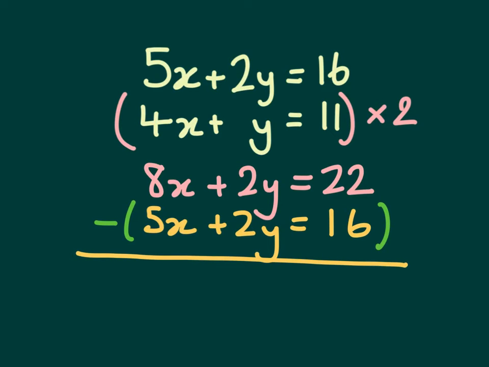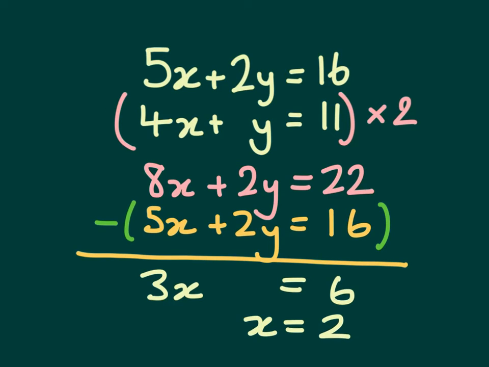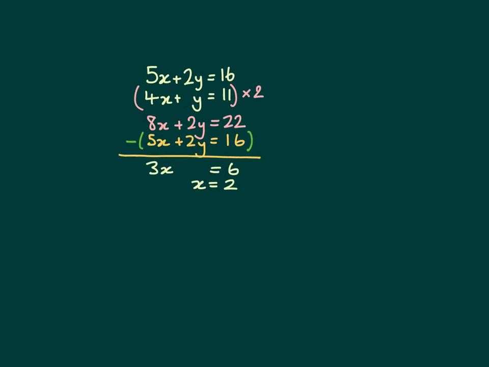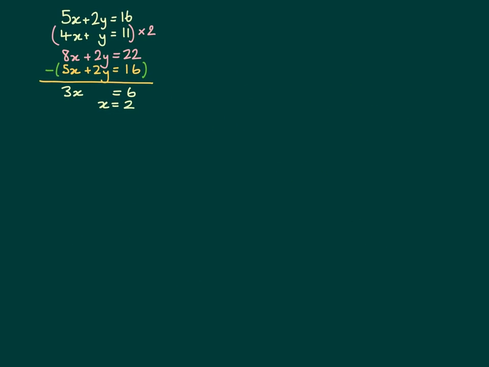So then I'm going to get 8x take away 5x is 3x. The 2y take away the 2y is going to go to 0, so I won't have anything there. And then equals 22 take away 16, which is going to be 6. So a nice easy equation to solve. 3x equals 6, that's going to give me x equals 2 if I do 6 divided by 3. So let's just shrink that up there out of the way.